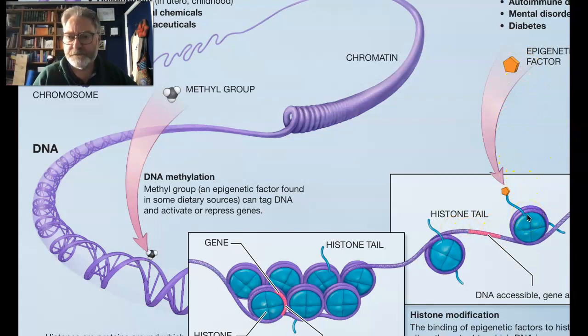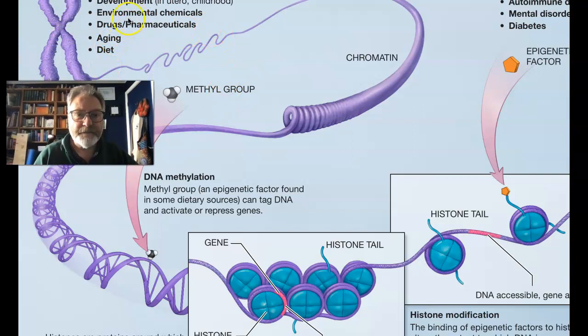And we can alter those. So things like stuff happening in utero and during development. Those environmental chemicals we come across now, because our environment's full of chemicals we've produced. The drugs and pharmaceuticals we take for illness, aging and diet, just quite natural things, can be a source of methyl groups, causing this switching off to occur.